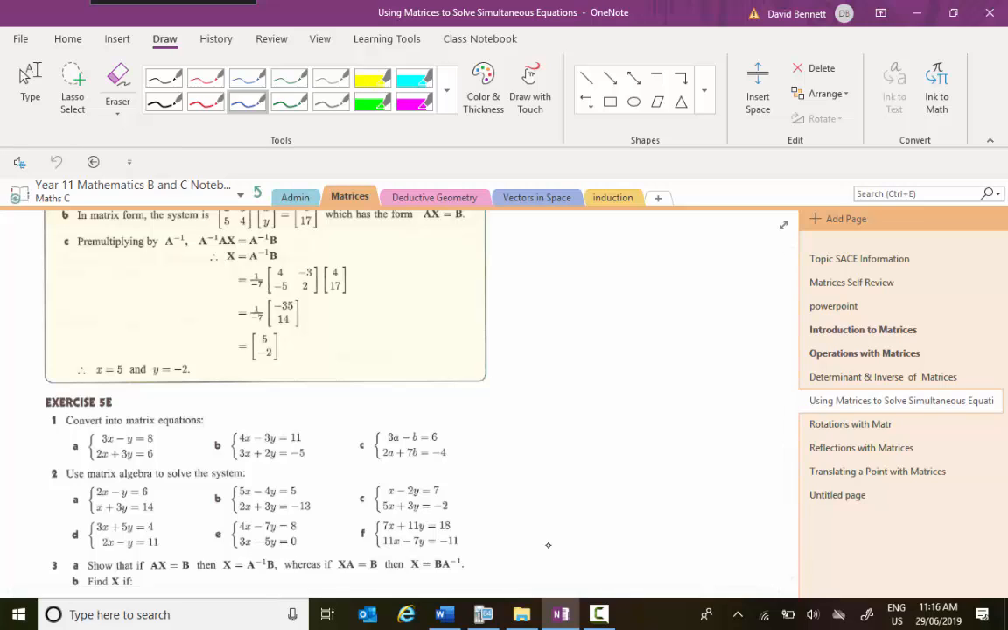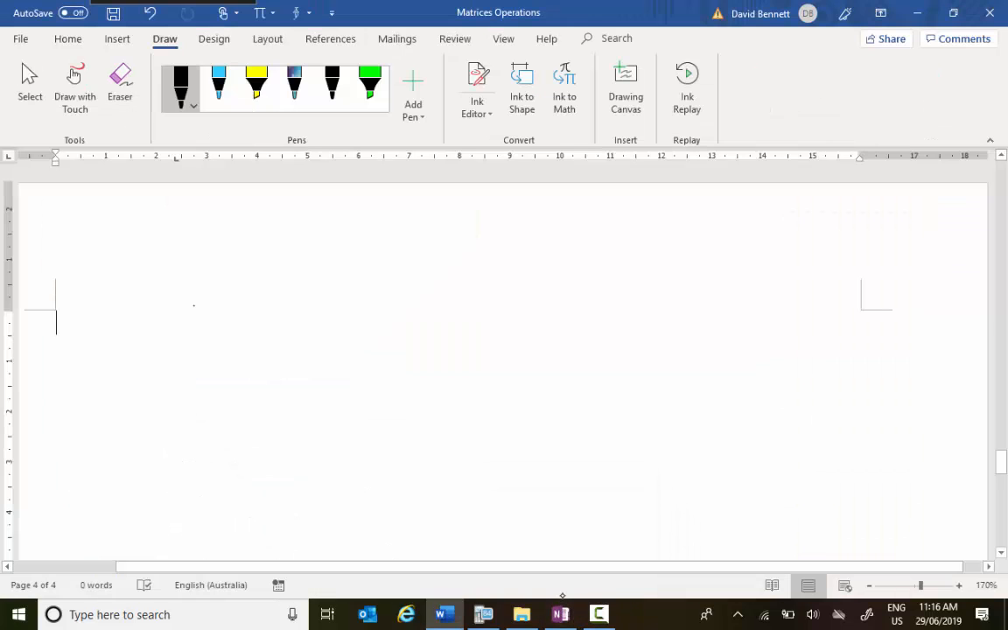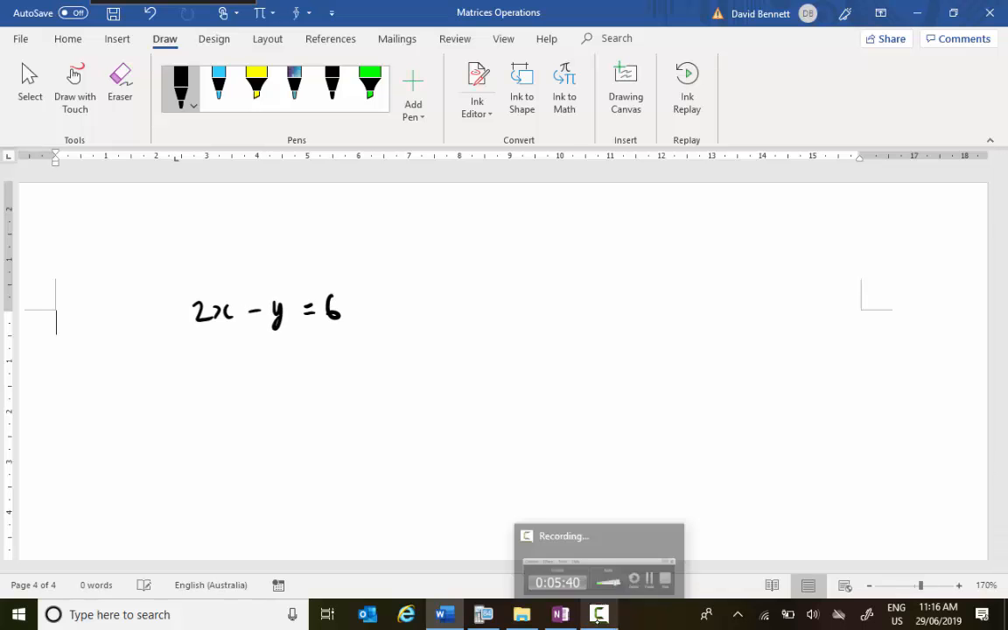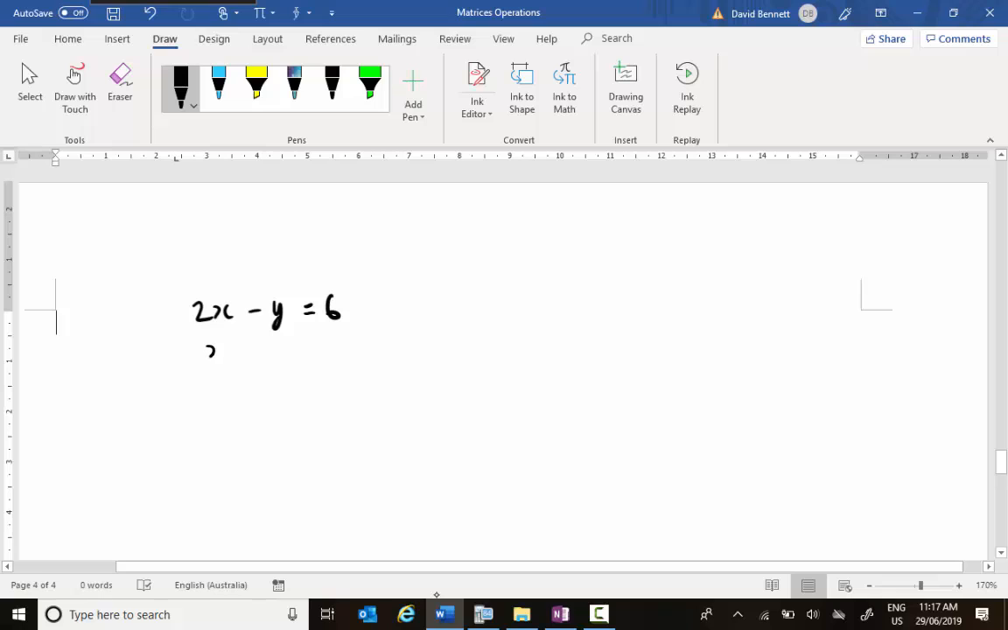Let's do 2, negative 1, 6. All right, so I'm just going to do this example here in the question. All right, so let's do that one there. We'll go through the whole process. 2x take y equals 6, and what do we got? x plus 3y equals 14.